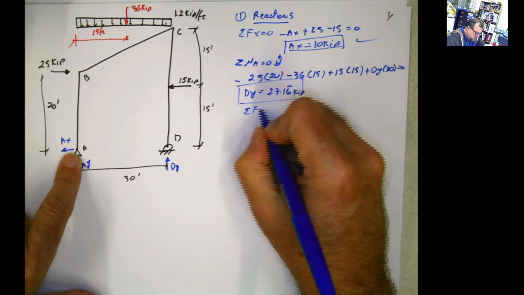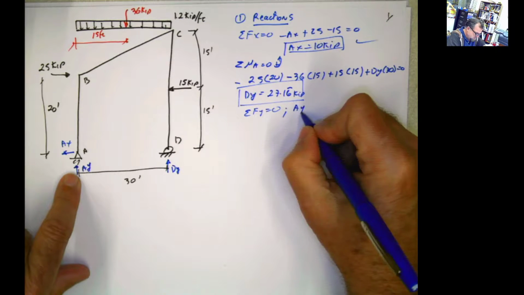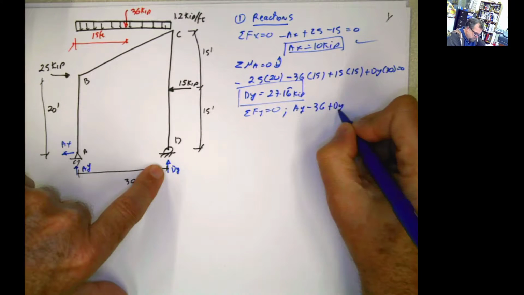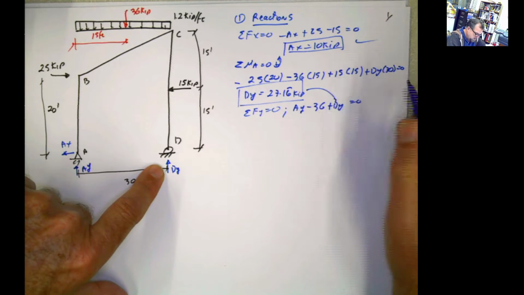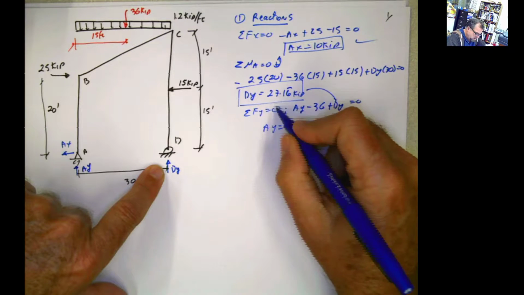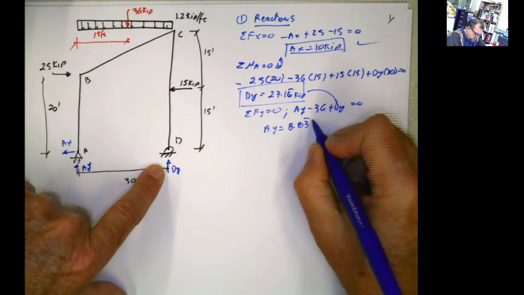Summation of forces in Y equals 0. AY minus 36 plus DY equals 0, and this is DY. So AY is going to be equal to 8.83 repeating kip.